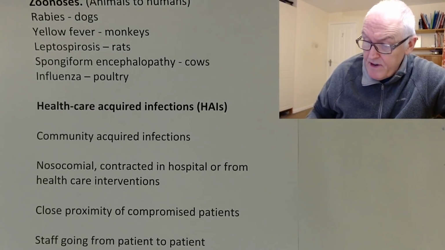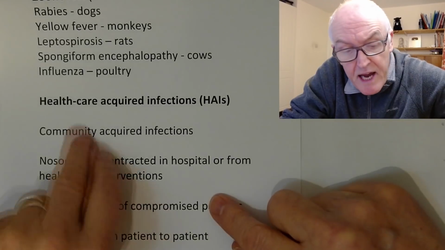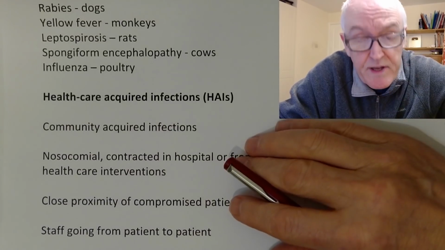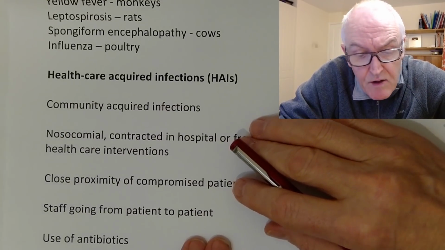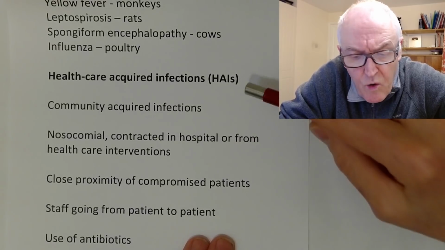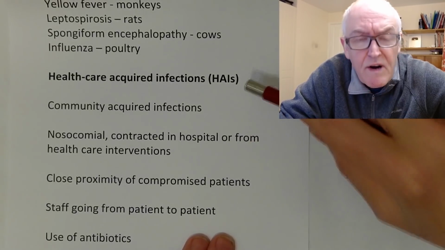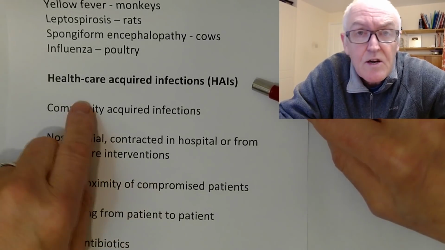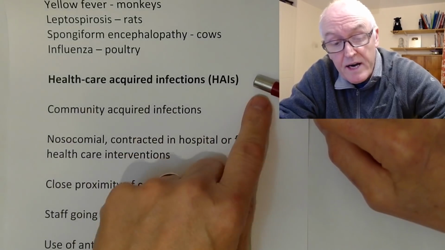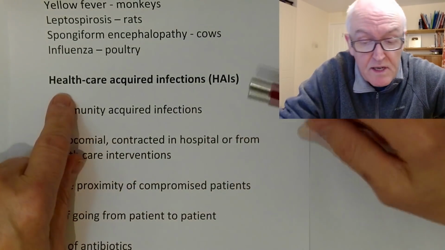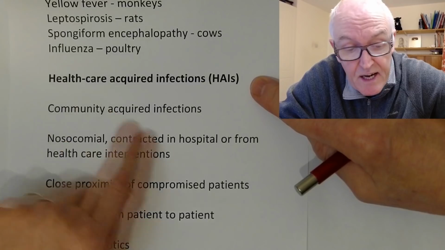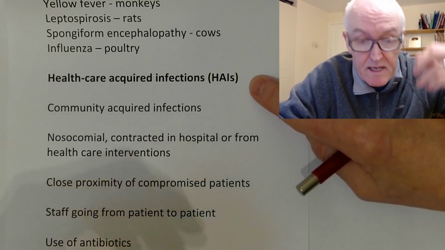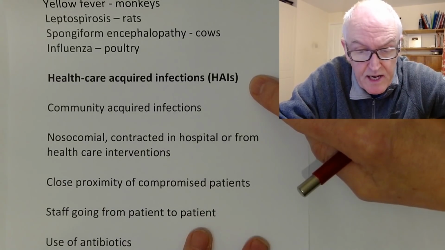Now, another group of infections is what we call healthcare acquired infections. And of course, in healthcare, we're very conscious of healthcare acquired infections. Now, healthcare acquired infections are any infection acquired in hospital or as a result of healthcare interventions. So if doctors or nurses cause infection, that's a healthcare acquired infection. If you go into a hospital and you catch a disease in the hospital, that's a healthcare acquired infection. Or if my dirty instruments or my dirty needle causes an infection in you, that's a healthcare acquired infection.